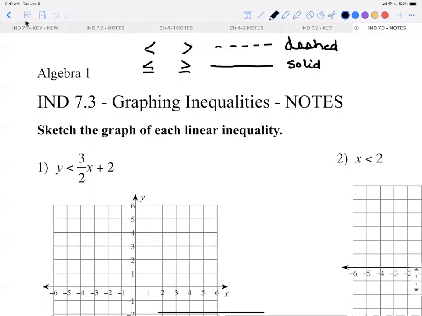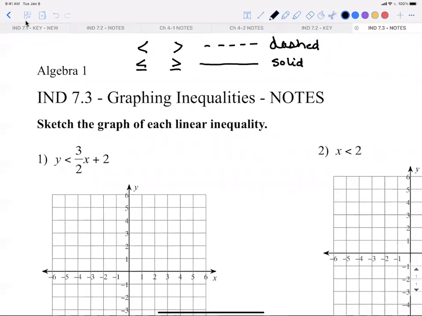If it's an equal sign, you just draw the line and you're done. Here you have to decide dashed or solid. And then the last thing you have to do is shade. So step one is deciding dashed or solid. Step two is shading. Those are the two differences between graphing equations and graphing inequalities.